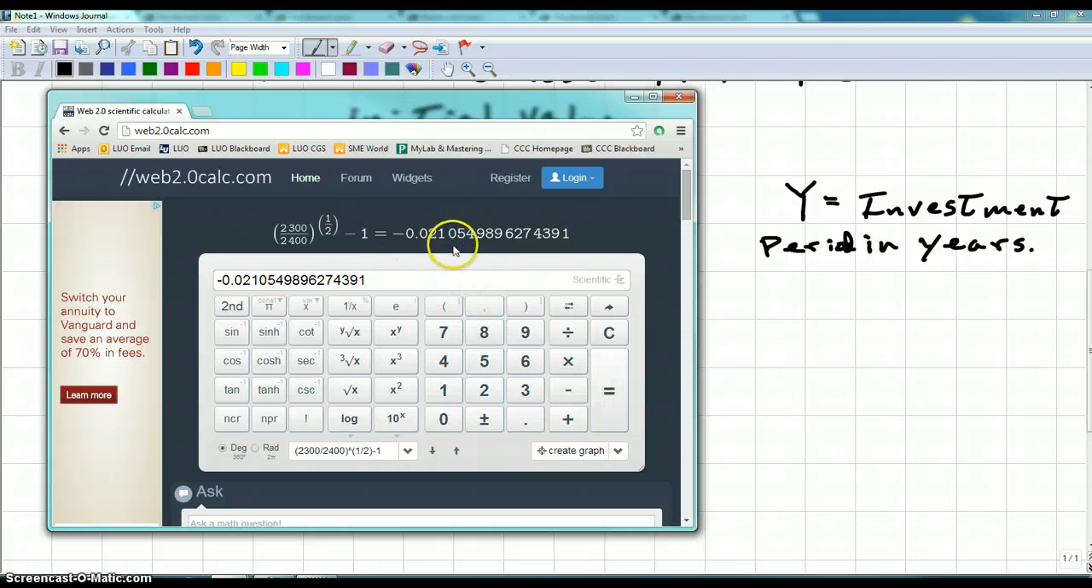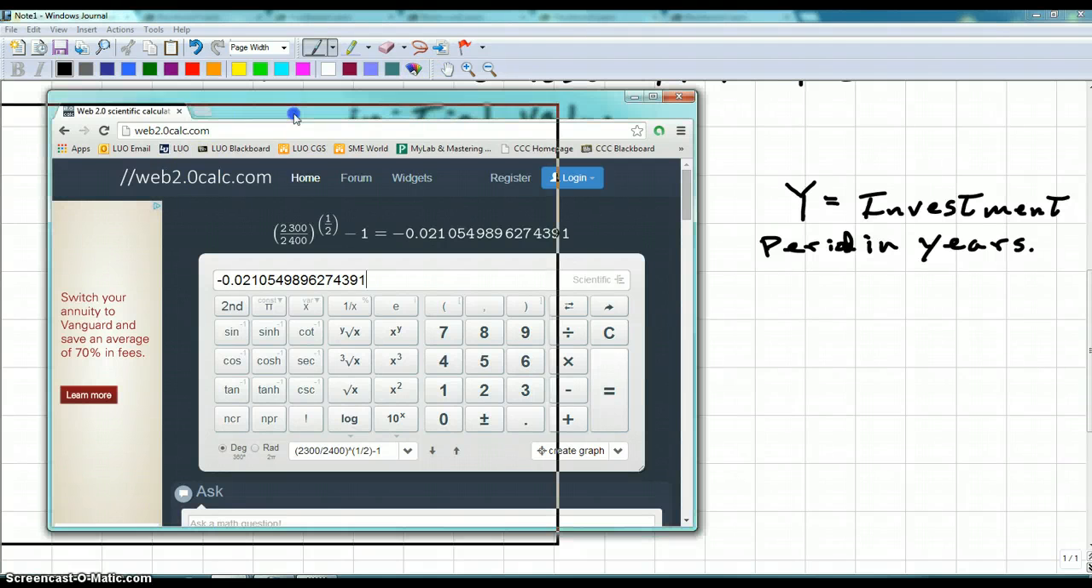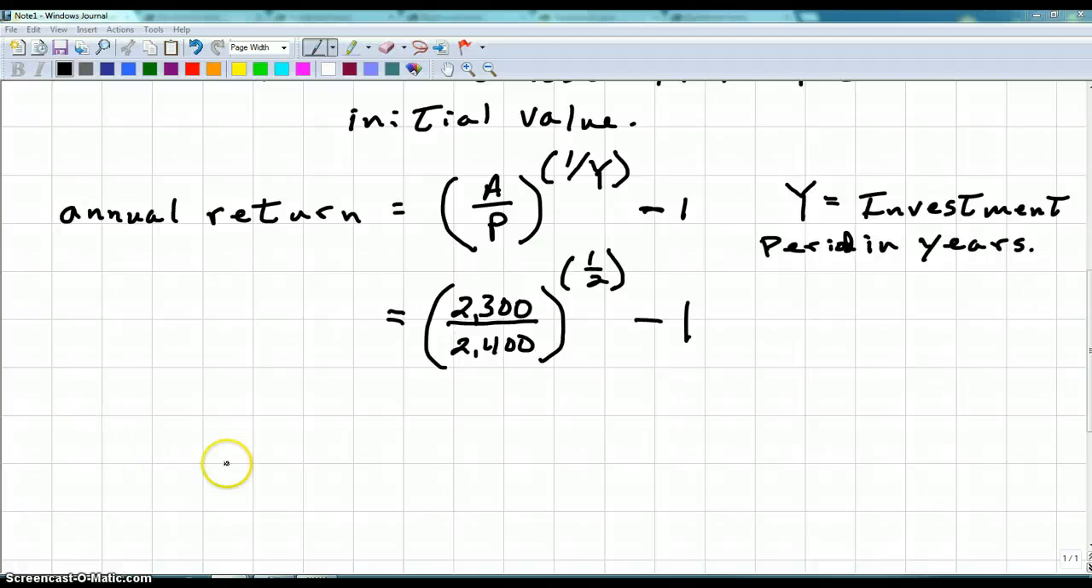And that gives me the number, negative 0.021054. And I don't need to keep this whole thing, okay, because my MyMathLab is only going to require me to write it to a certain level. So let's go ahead and just write down what this equals. This is going to be equal to negative 0.021, and let's go to 0.5.